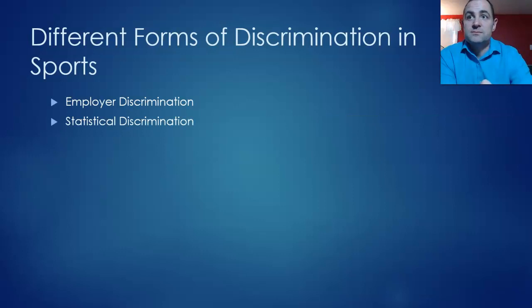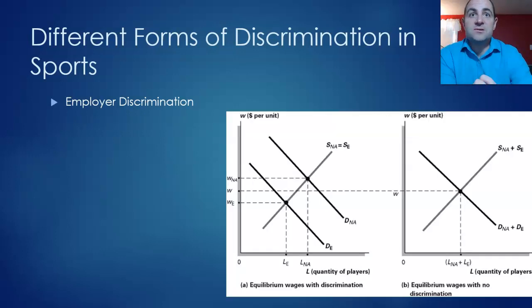So let's go back here. Let's assume for simplicity that there are two groups of players. So we have North America, NA, so you have the demand for North American players, okay? And then you have European players, which is denoted by E. So demand for North American, demand for European. Also assume, just for simplicity, that all players are equally as efficient at playing hockey, so their productivity levels are the same.